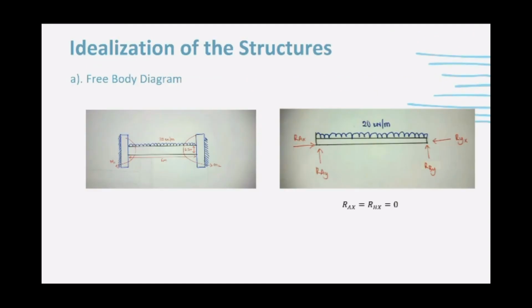Next, we go to idealization of the structure. First, I draw free body diagram like this, and I simplified it like this. So this is not RYX, this is RBX. Okay, so RAX equal to RBX is 0. Both are the same. So the load is 20 kilonewton.